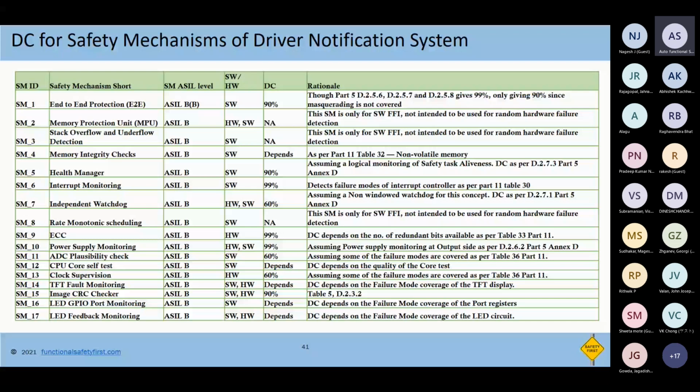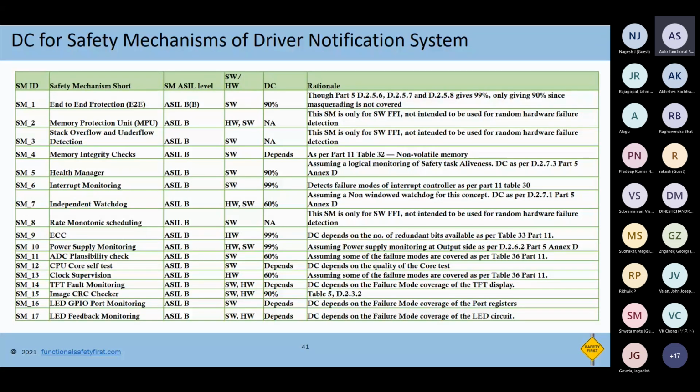This is based on what we have derived from part 5 of the standard. Part 5 says that you can give up to 99% diagnostic coverage for the E2E safety mechanism, with the way we have described it here, with the different CRC, alive counter and timeout monitoring. But we have given 90% only, since we have not covered the masquerading failure mode as part of this concept. So that's how we have taken part 5 as an input to derive the diagnostic coverage.